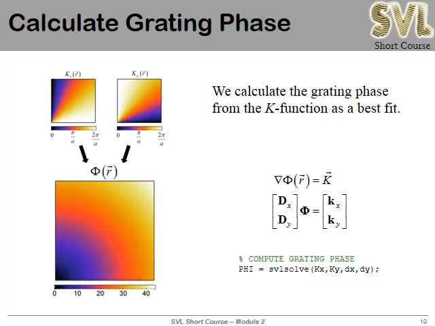The solution to this is not something we need to worry about in this short course. I provide a code called SVL solve. You give it kx and ky, the x and y components of your grating vector function. You also give it dx and dy, which is the width and height of the cell in your grid, and it provides this phi function for you. So it's very easy to use.